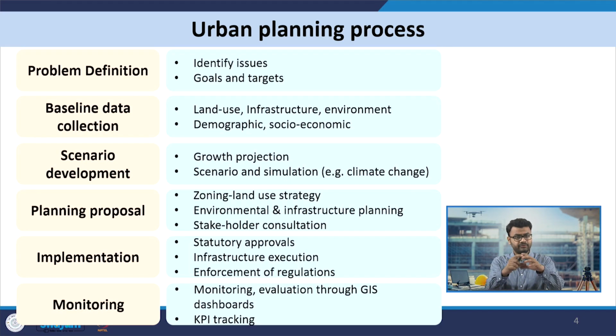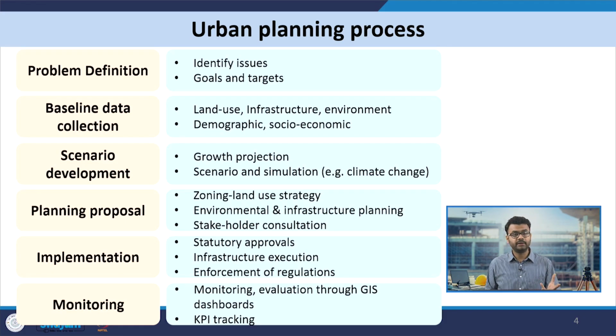Then based on the different scenarios which are developed, then planning proposals are made which take into account the land use strategies for different zones or zonations, environmental and infrastructure planning, and based on these planning proposals, then stakeholder consultation is done. Once all stakeholders are satisfied with the proposal, then the implementation process starts with getting the necessary approvals, starting with the infrastructure execution, and also enforcing that all necessary regulations are kept in mind and they are all followed. And once the implementation is complete, then the monitoring of the urban area starts again.